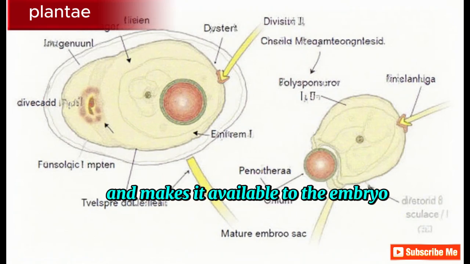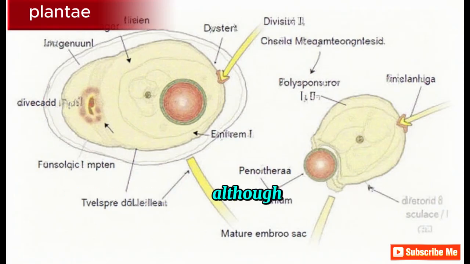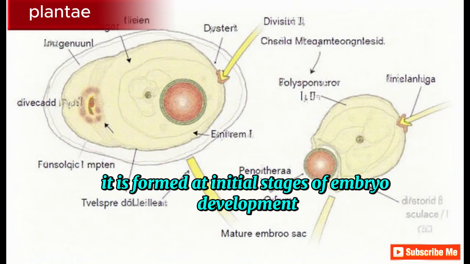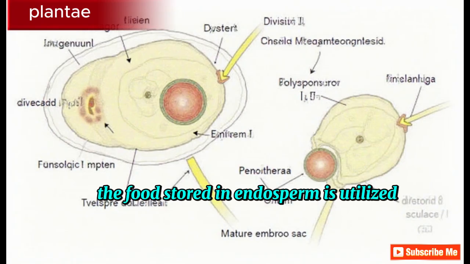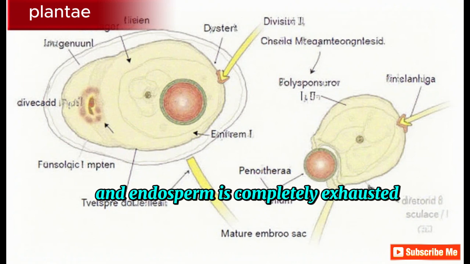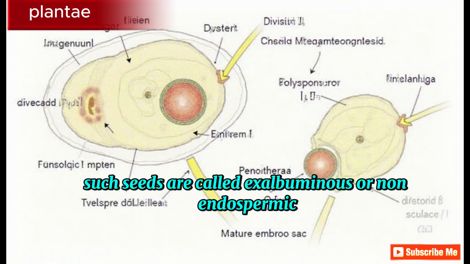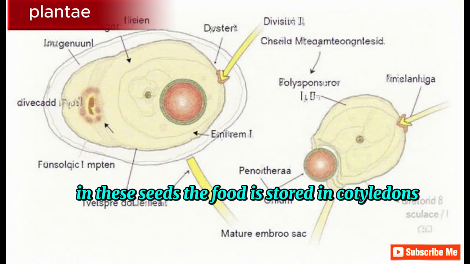and makes it available to the embryo. In many seeds, no endosperm is seen at maturity, although it is formed at initial stages of embryo development. In these cases, during development of the embryo, the food stored in the endosperm is utilized by the developing embryo and the endosperm is completely exhausted. Such seeds are called exalbuminous or non-endospermic. Example: gram, pea, bean, etc. In these seeds, the food is stored in cotyledons.